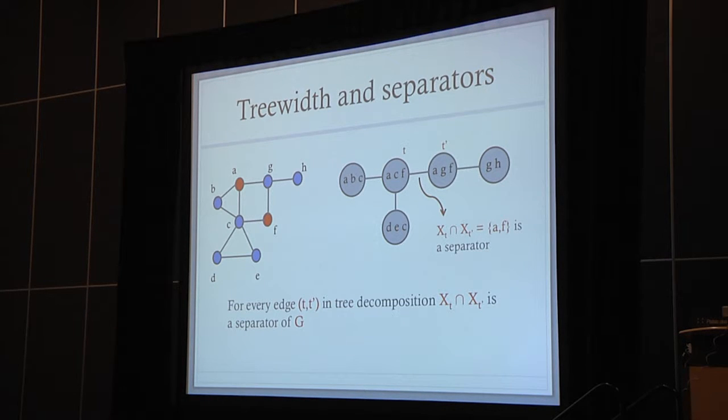separator. Well, if there is an edge between, say, B and, say, H, then by the properties of the tree decomposition, B and H should also be in the separator. Because the trees corresponding to B and H have to overlap. That means that they have to cross this edge at some point. Since they are not, that means that there cannot be an edge. So for every edge of the tree decomposition, the intersection of these bags is a separator. Okay? So that's not hard to see.